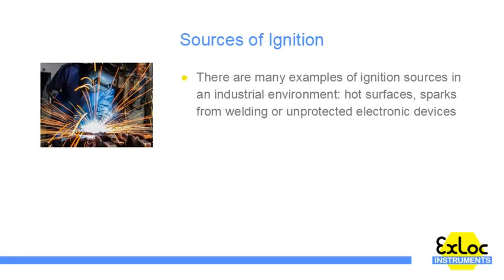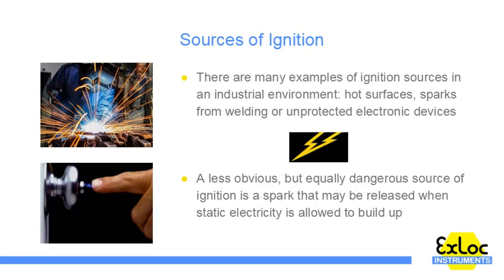Sources of ignition. The final component of the fire triangle is the ignition source. There are many examples of these in an industrial environment. Hot surfaces that could cause certain gases to spontaneously combust. Sparks from welding during maintenance that could ignite most vapors. Or unprotected electronic devices. A less obvious but equally dangerous source of ignition is a spark that may be released when static electricity is allowed to build up.